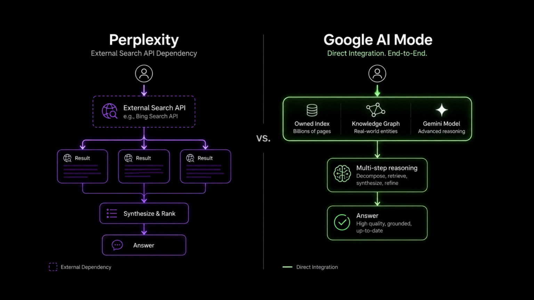Google AI Mode is a fundamentally different beast because of one thing, vertical integration. Google owns the index. They're not hitting an external search API. The retrieval layer and the generation layer are being built together. They can inject knowledge graph data, structured facts they have been building for a decade now, directly into the context.